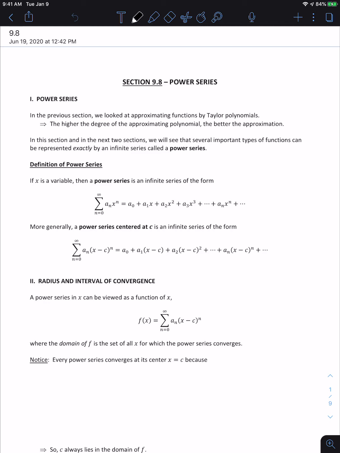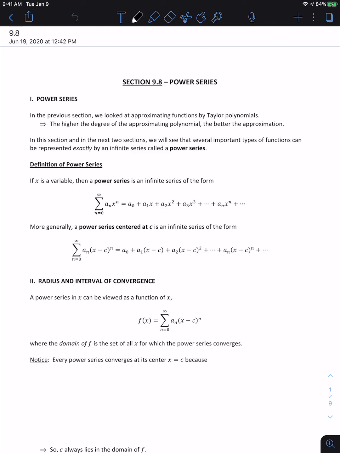So now we're going to combine that idea of a Taylor polynomial, that approximating polynomial, with the infinite series that we talked about before. In this section and the next two sections, we will see that several important types of functions can be represented exactly by an infinite series called a power series. Unlike in the previous section where it was just approximation, here we'll be looking at infinite polynomials, infinite powers of x's being added up, and they will be exactly equal to our functions. Not approximations, exactly equal to.